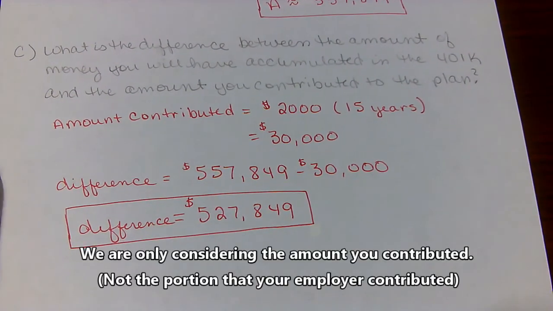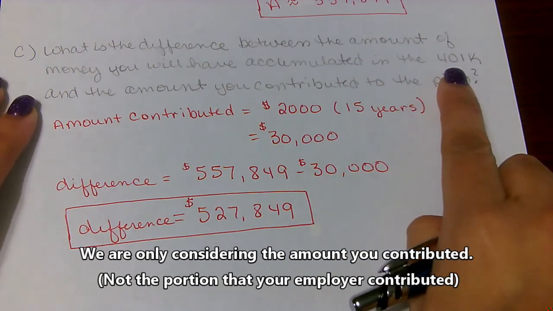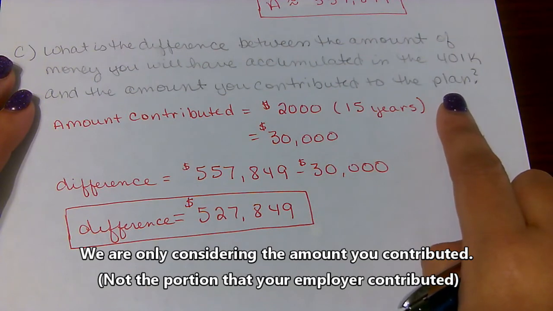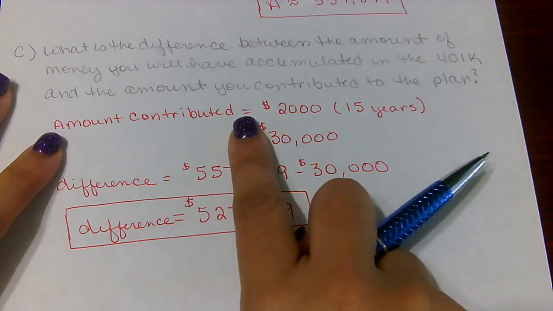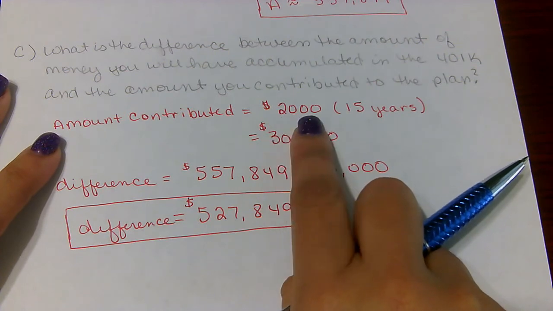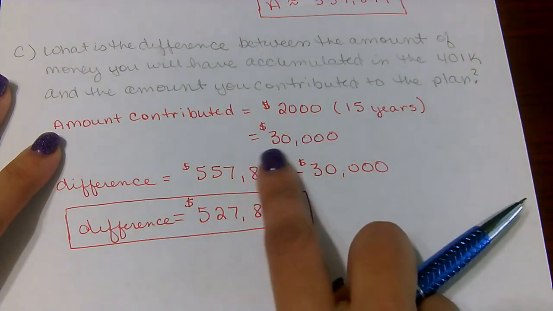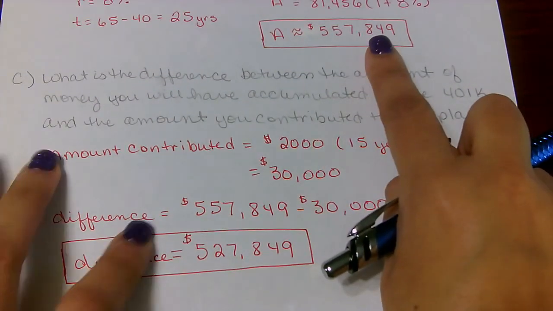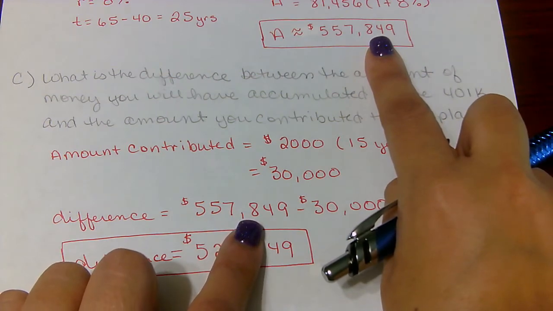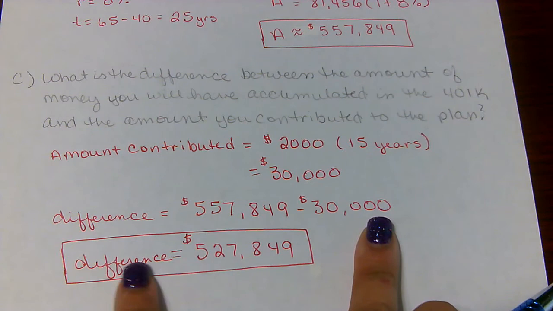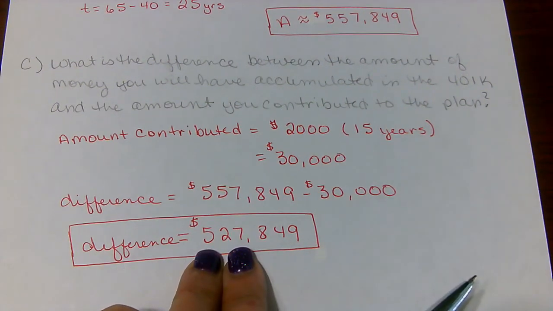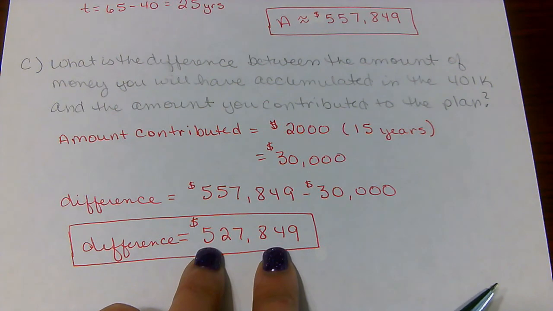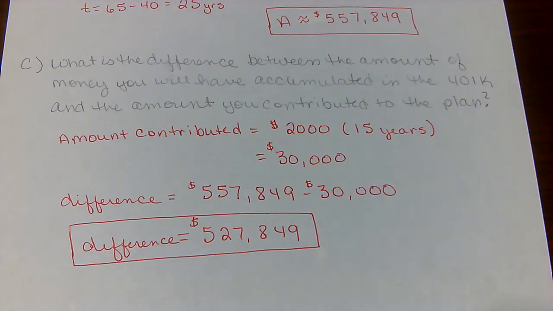Part C. Part C says, what is the difference between the amount of money you will have accumulated in the 401k and the amount that you contributed to the plan? Well, the amount contributed into the plan is $2,000 for 15 years. That means you contributed a total of $30,000. Our difference is going to be the amount that we're going to have at the end of our retirement minus the amount that we put in. So here, this person made $527,849. That concludes 8.5. Please let me know if you have any questions.